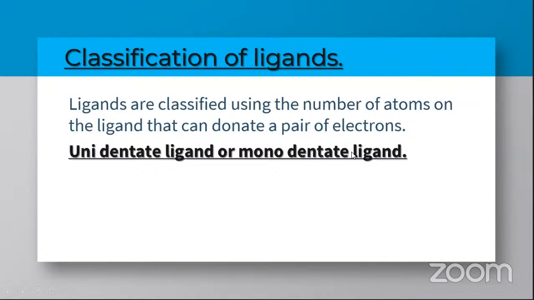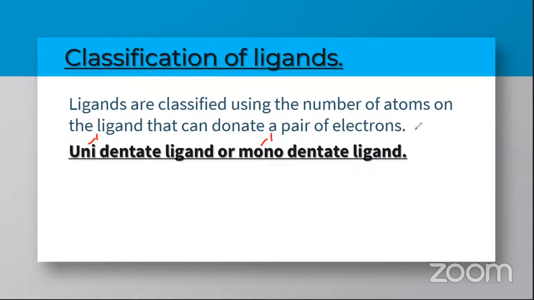unidentate ligand, or what we call monodentate ligand. Mono means one, as well as uni, like those unisex salons, which are for only ladies or only men. So mono or uni means that the ligand has only one atom on it that has a lone pair of electrons, or that can donate a pair of electrons.